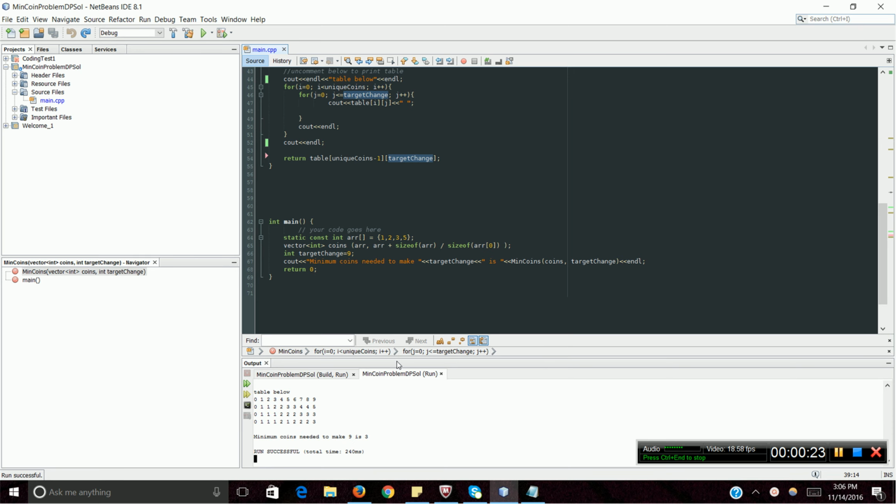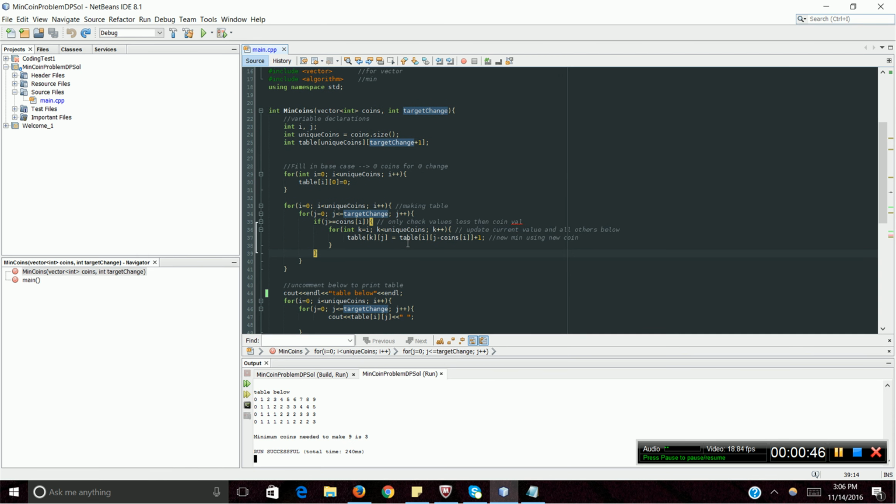All right, so let me run the code, and here's the table that we created previously when we were walking through the logic of the problem. And then it says minimum coins needed to make 9 cents is 3. So everything checks out. Here is the basic setup, declaring the array of coins, declaring our target value, and then calling the function. So here's the function I wrote.